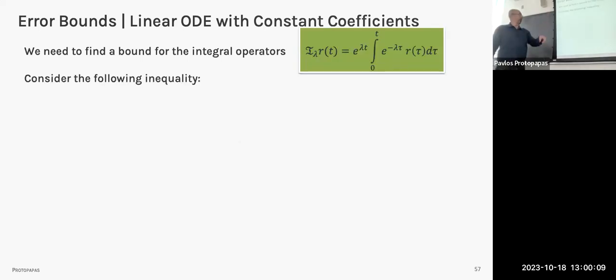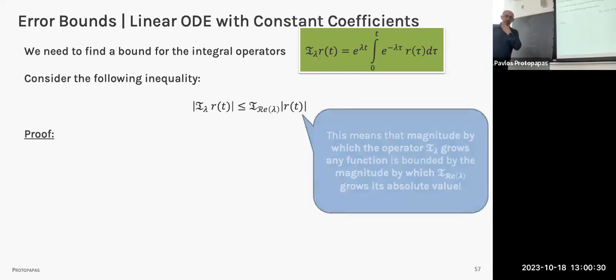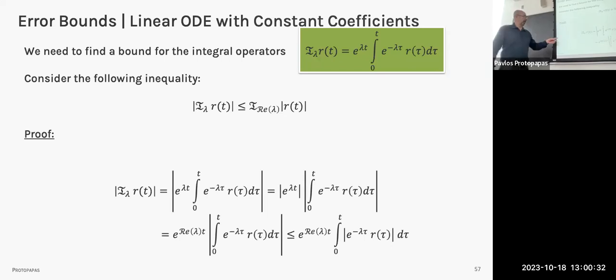So remember that formula. Now I'm going to make this statement: the absolute value of that inverse operator on R would be smaller or equal to the absolute value of this function R times the real value of lambda. Okay. And this, let's do the proof together. So I write the absolute value, I put the e to the lambda t, the integral with that. That I can just put the absolute values there.